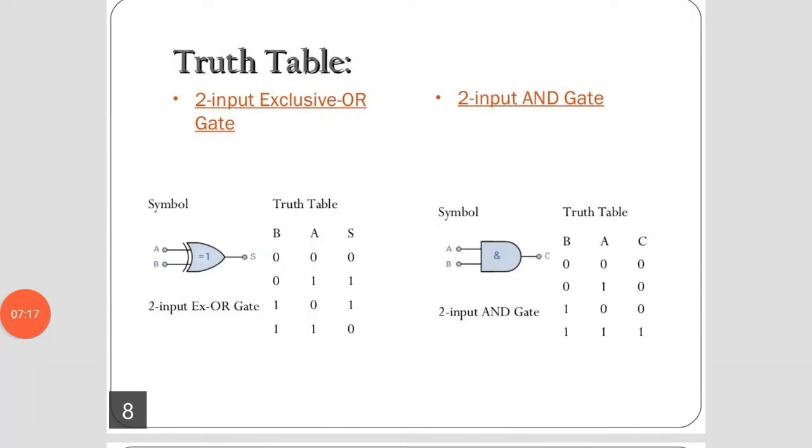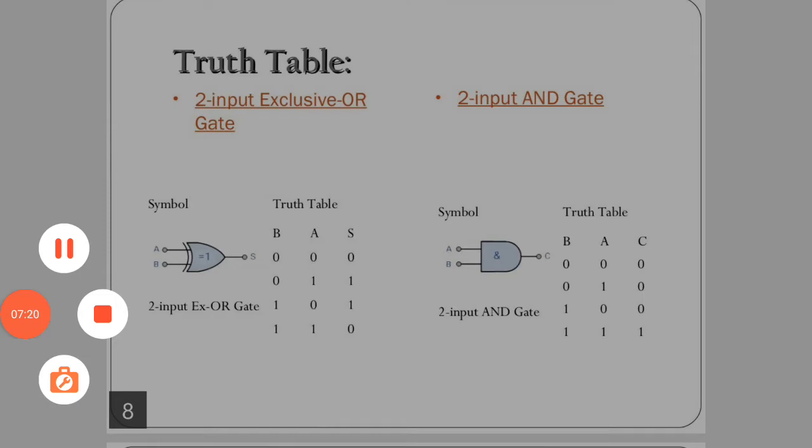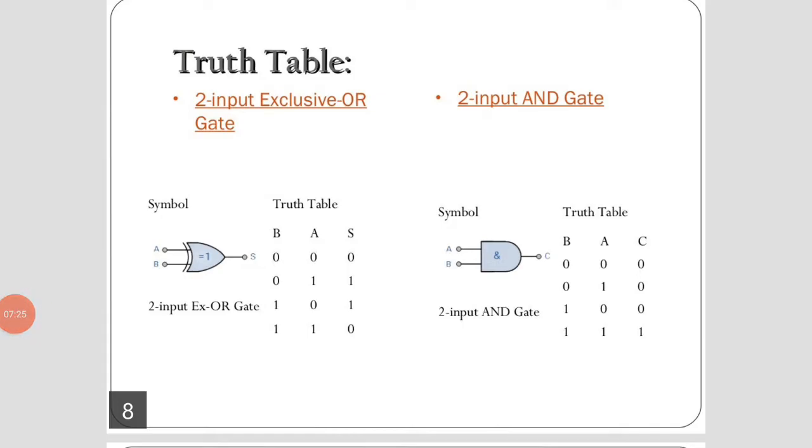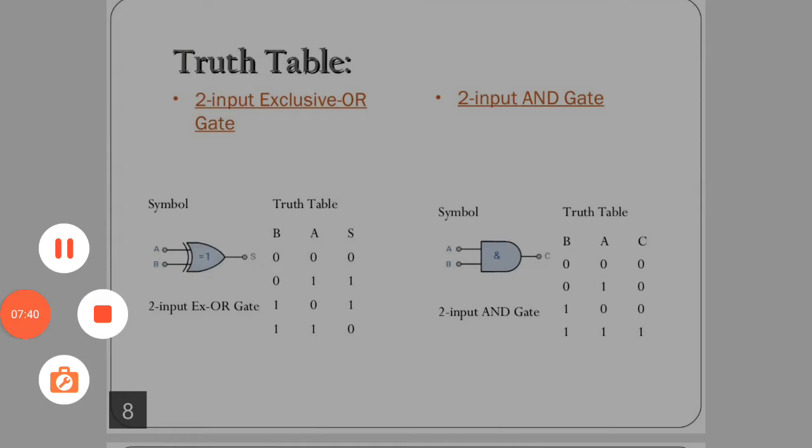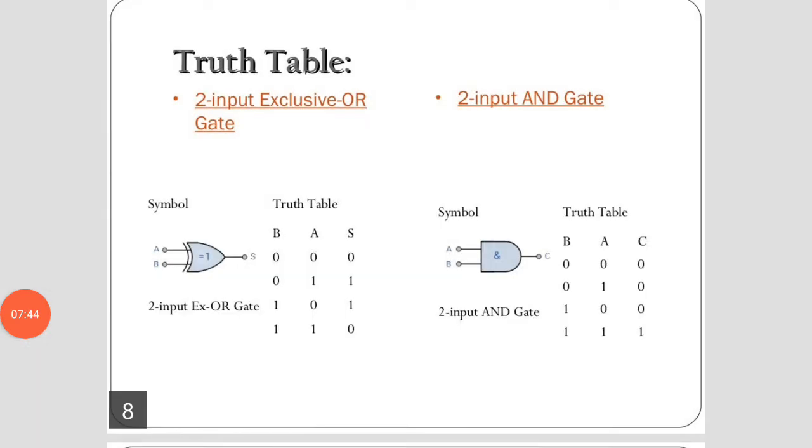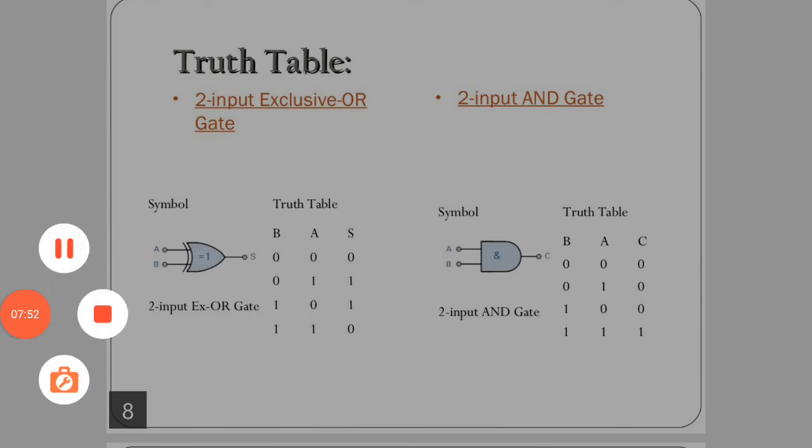After that we look at the 2 input AND gate. The 2 input AND gate has 2 inputs, A and B, and the output of the AND gate is C. This is the symbol of the 2 input AND gate. The truth table for the 2 input AND gate has inputs A and B, and output C. When the inputs are 0 0, the carry output is 0, 0 1 carry 0, 1 0 carry 0, and 1 1 carry is 1. This is the truth table of the 2 input AND gate.